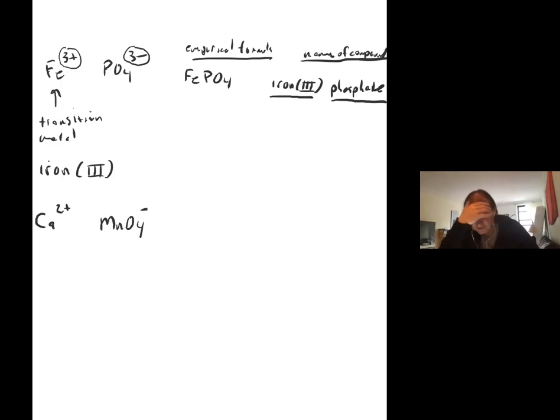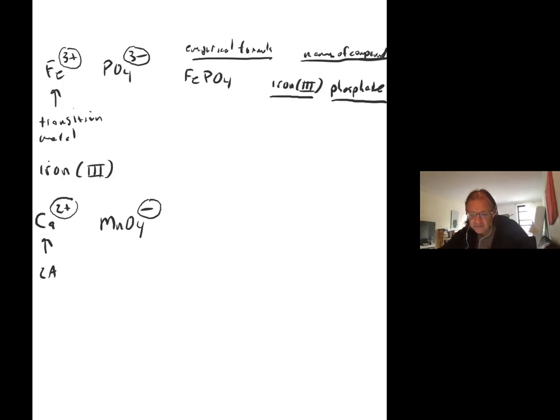Okay. So see how it's calcium and it's +2? But calcium is in group 2A, so you don't need the Roman numerals. The Roman numerals are only used for the transition metals, okay? So what's the charge, though? +2. What's the charge here?